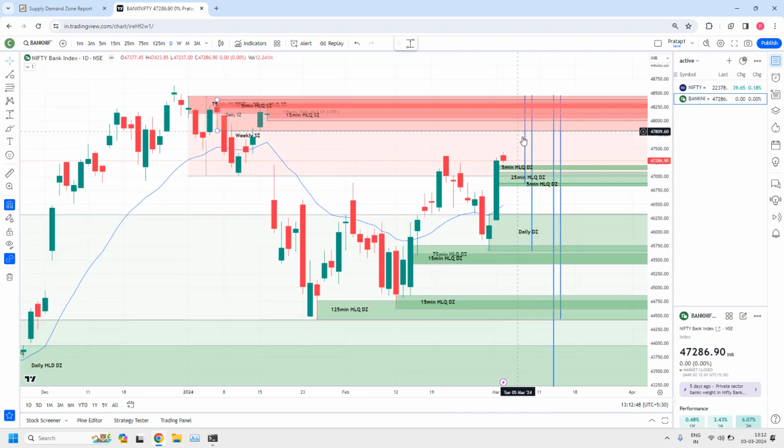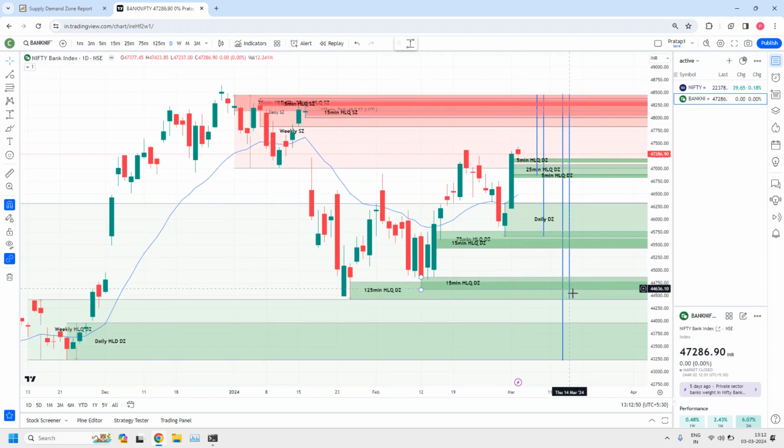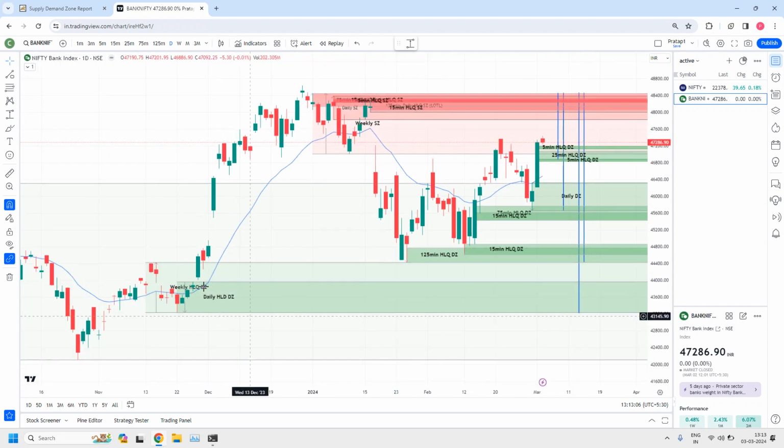If these levels are broken, and probably it gets the support from here and even below, we have a daily high liquidity zone. And moreover, here we have a weekly zone. Inside weekly, all these are high liquidity zones. Similarly, here also we have a weekly zone. Inside weekly we have this daily area.